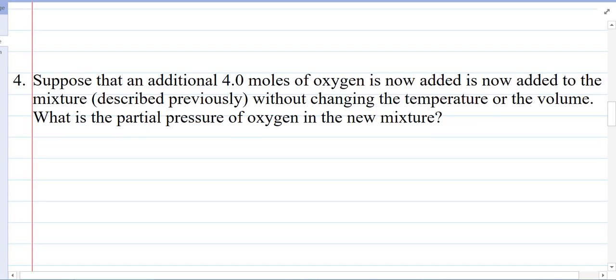Now, number 4. Suppose that an additional 4 moles of oxygen is now added to the mixture described previously without changing the temperature or the volume. Now we're adding oxygen for number 4. So since in number 4 we're adding oxygen, what do we do? Well, we can go back to P equals nRT over V and get a new pressure. So if I add 4, I had 17, and now I have 21 moles of total gas.